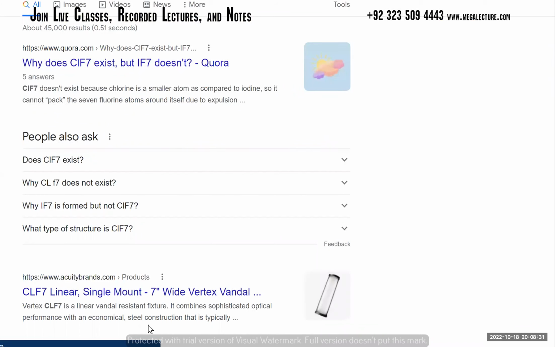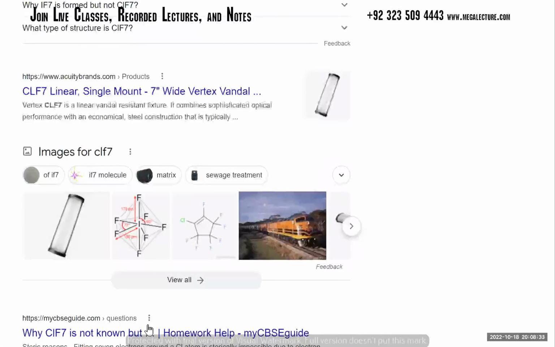So there is ClF7. So this is 3-dimensional. This is an IF7, by the way, but you can see that it gets completely surrounded by 7 fluorines, and you no longer have any space left for other fluorines. So you can at best gain a maximum of 7 electrons.